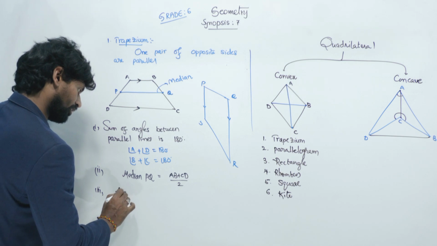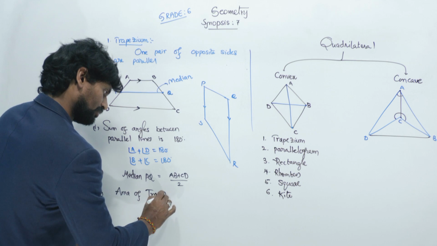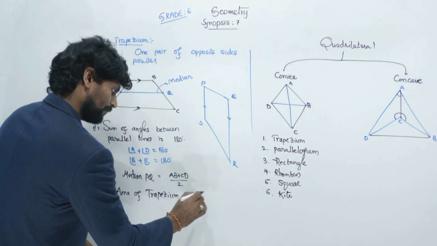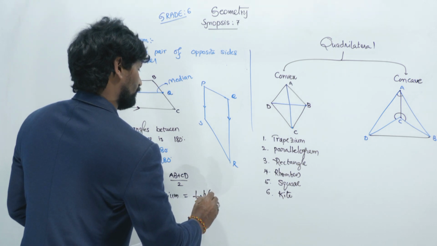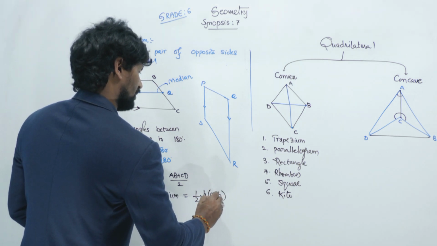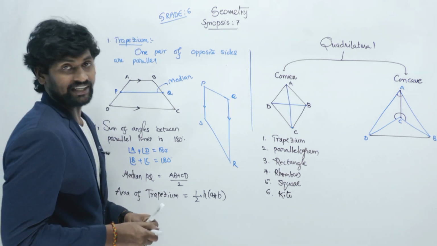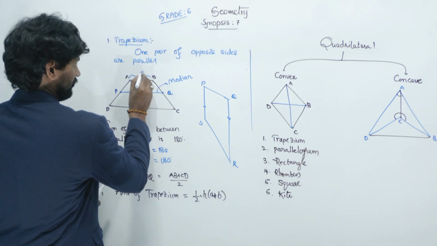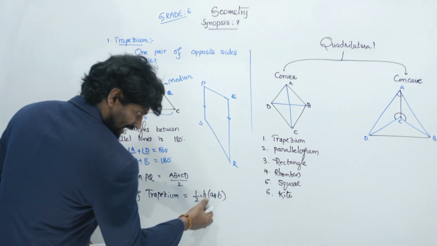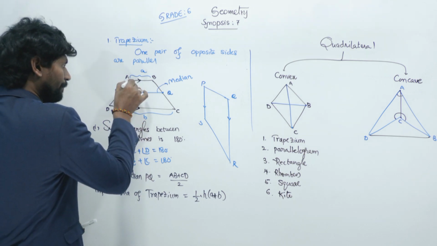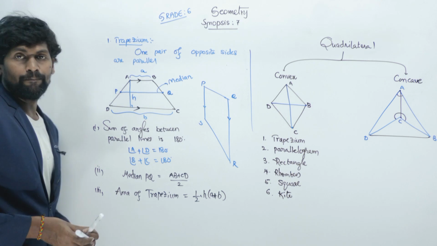Now to find the area of the trapezium, we have a formula. Area of trapezium equals half of h into a plus b. Here a and b are nothing but the lengths of the parallel sides, and h is the distance between the parallel sides.